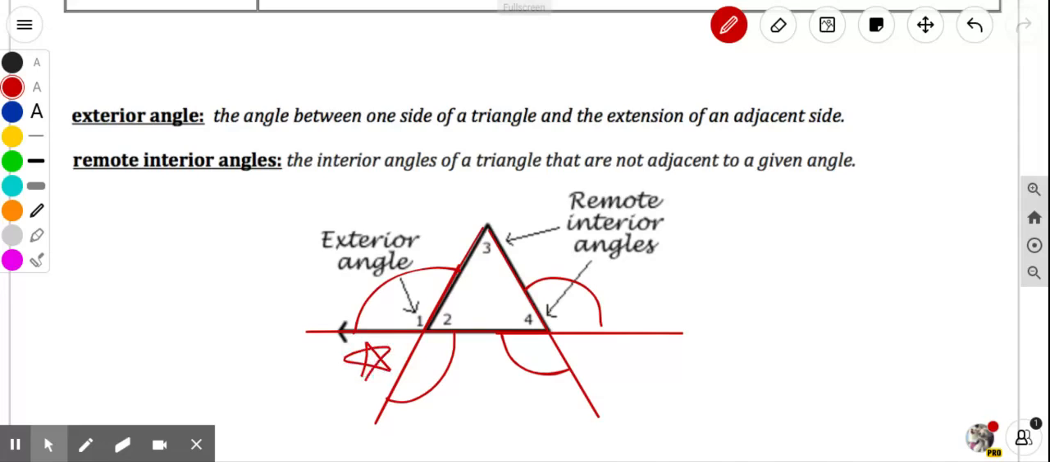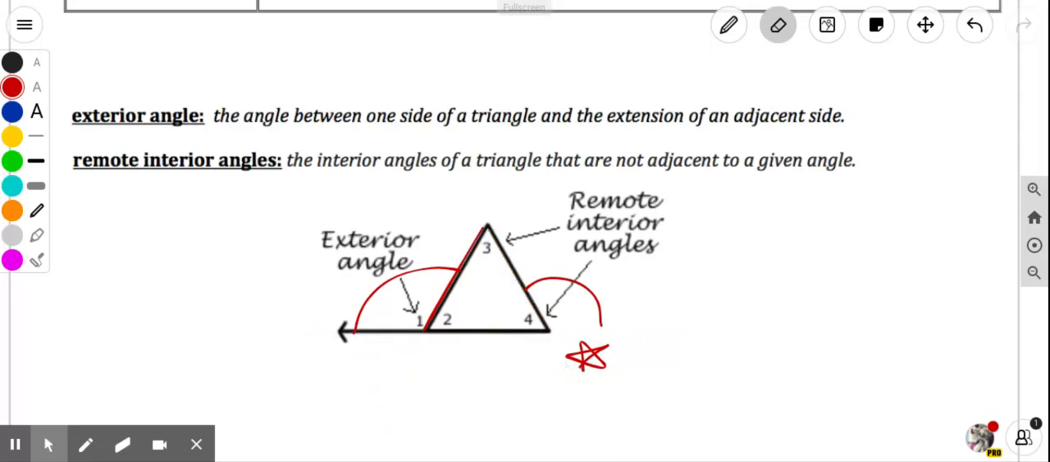This one is not an exterior angle. This one, not an exterior angle. Because an exterior angle has to be adjacent to the triangle. So like one of the sides of the angle has to be the side of a triangle. So there's an exterior angle.